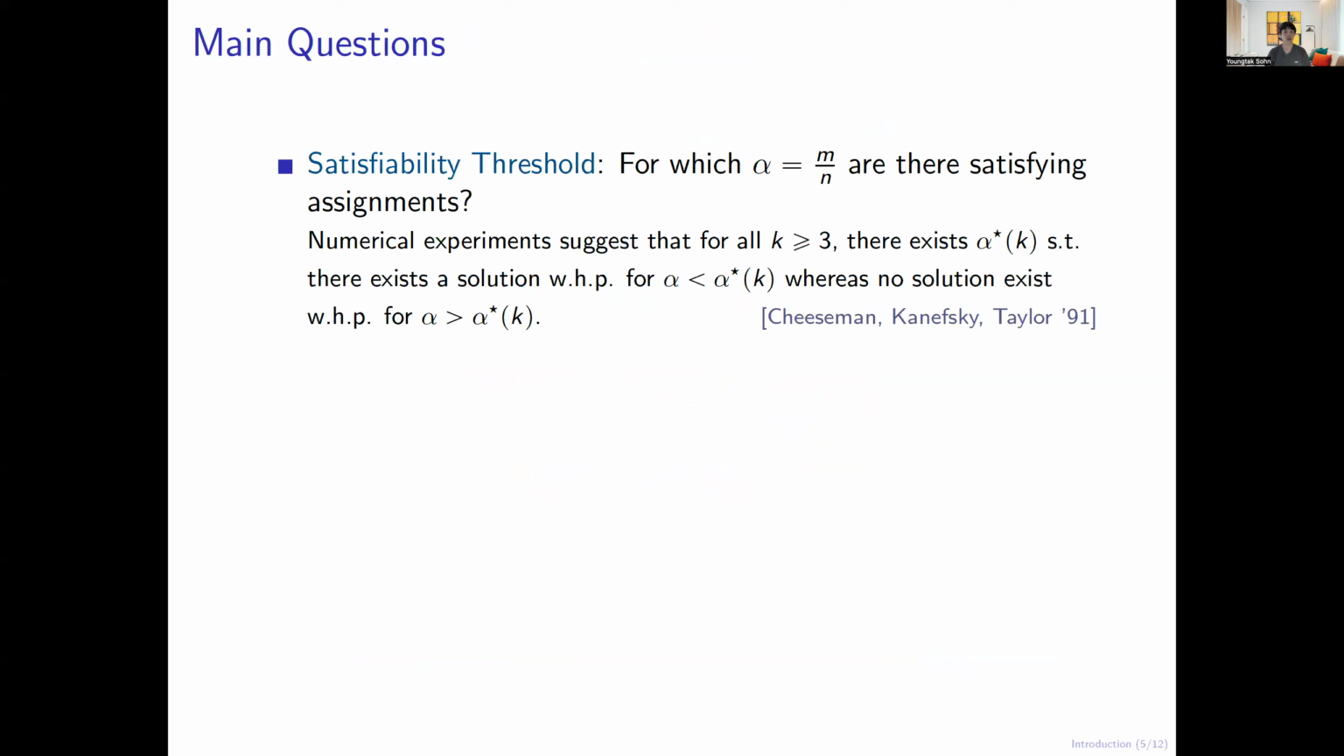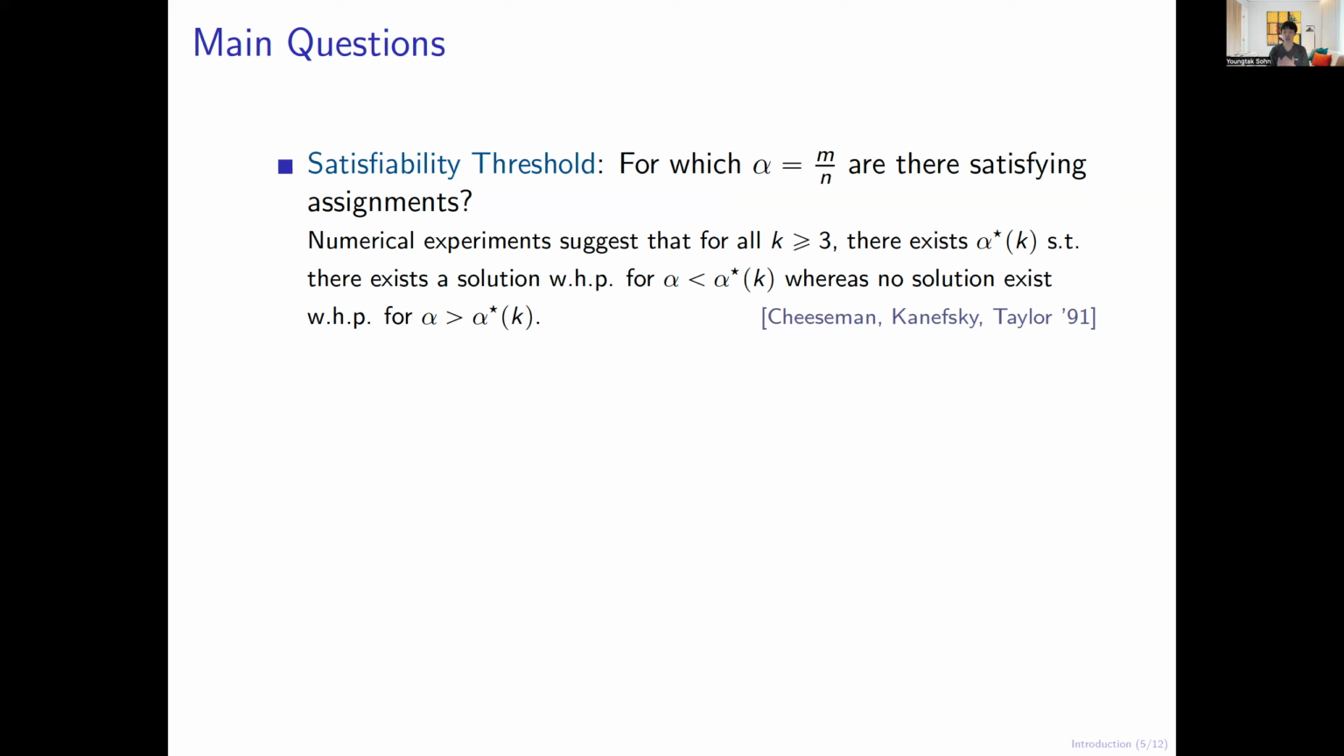So given this setup, one can ask for which values of alpha there are satisfying assignments. Since alpha is the number of constraints per number of variables, if you increase alpha, the probability of having a solution decreases.